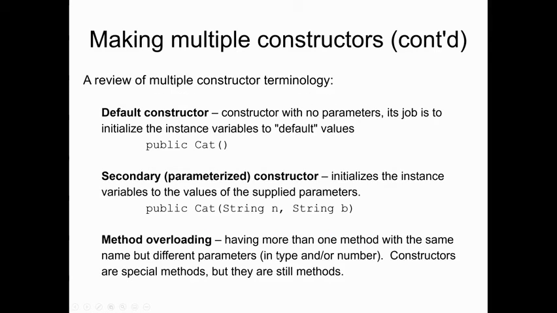A review of multiple constructor terminology. A default constructor is a constructor with no parameters. Its job is to initialize the instance variables to default values. For example, public Cat. Secondary or parameterized constructors initialize the instance variables to the values supplied by the parameters. So this constructor for the Cat class has a string n and a string b that will define its name and breed. Method overloading is having more than one method with the same name but different parameters. We would call that different parameter lists. Constructors are special methods, but they are still methods.